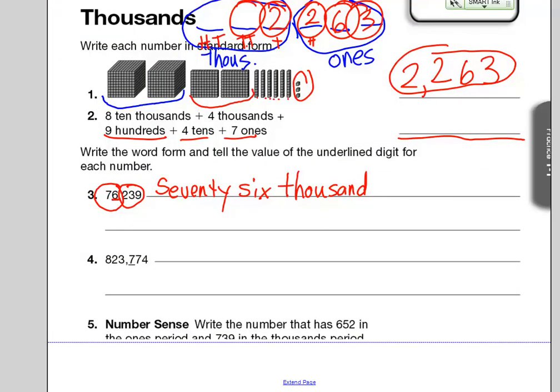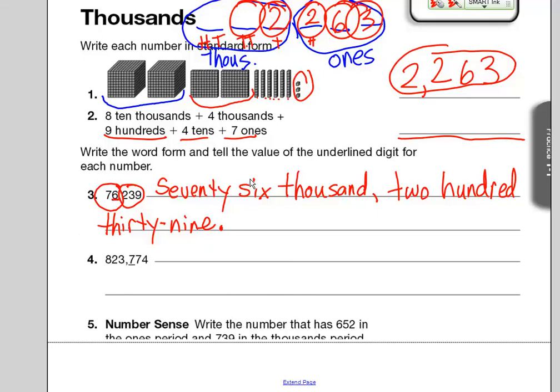But back to our homework page. So we've got 76,000. Now make sure you put a comma between the periods. Again, this was the thousands period. Now we're going to go into the ones period. So 76,239. Make sure you hyphenate between the 30 and the 9. So that's how we write it in word form.